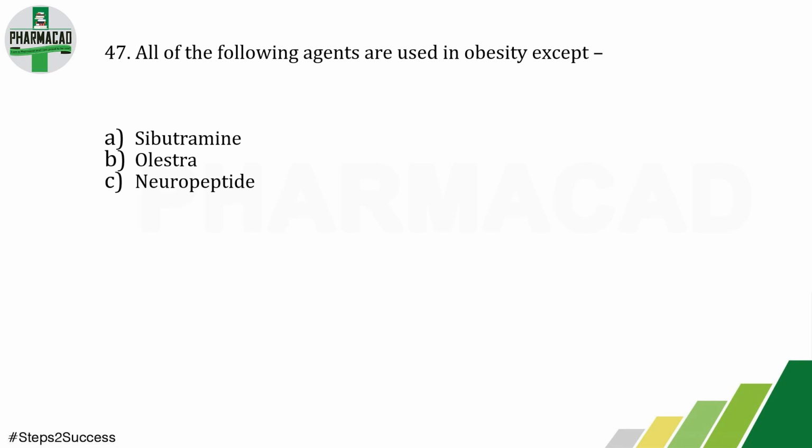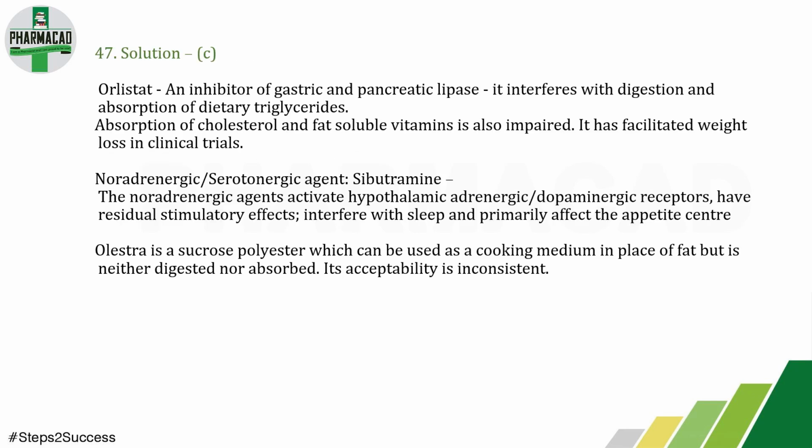Next question, all of the following agents are used in obesity except sibutramine, orlistat or neuropeptide. So let's look at the drugs one by one. We have orlistat, which is an inhibitor of gastric and pancreatic lipase. It interferes with digestion and absorption of the dietary triglycerides. Absorption of cholesterol and fat soluble vitamins is also impaired with orlistat, and it has facilitated weight loss in clinical trials.